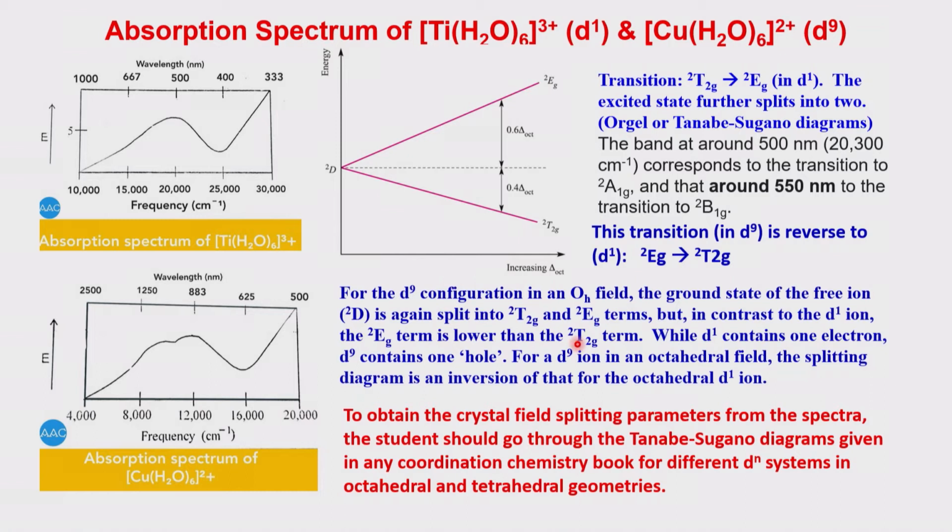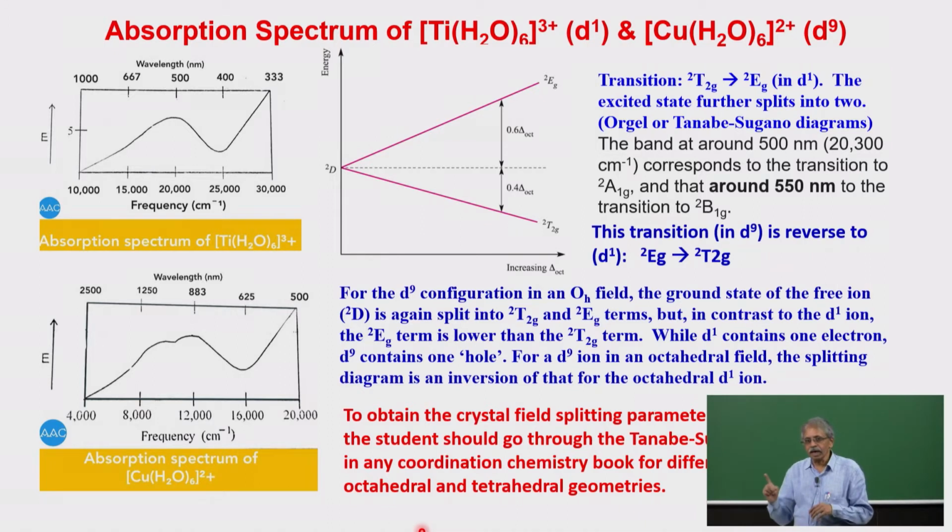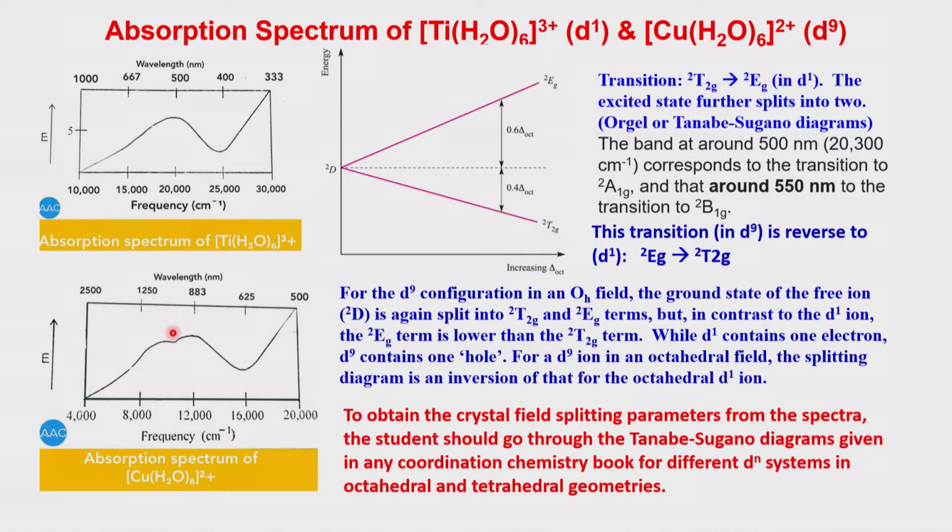Okay, so the d9 system will be exactly the same as d1, but the splitting will be reversed. That is because in d1, in the d orbital there is one electron, and in d9, in the d orbital there is one hole. That means 10 minus 1, one electron less than 10. So therefore the hole concept. So it's reversed. So the T will go up, the E will come down. That's the only thing. But still you will find the ground state splits in one case, and the excited state splits in the other.